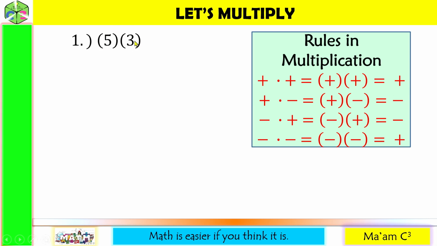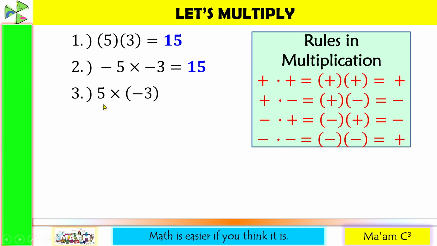And 5 times 3 is 15, so the answer is positive 15. Number 2, negative 5 times negative 3, another symbol for multiplication. Both numbers are negative, so we are expecting a positive product. Again, 5 times 3 is 15, so the answer here is positive 15.